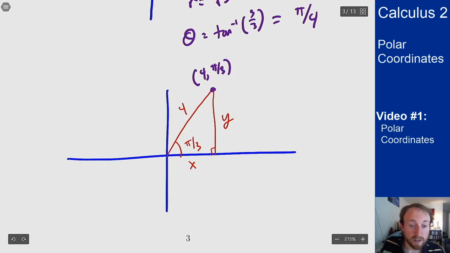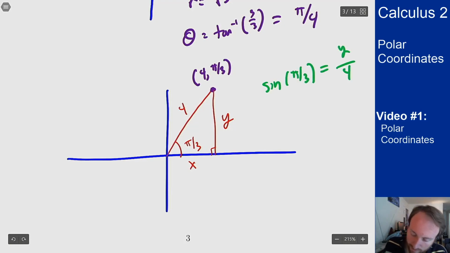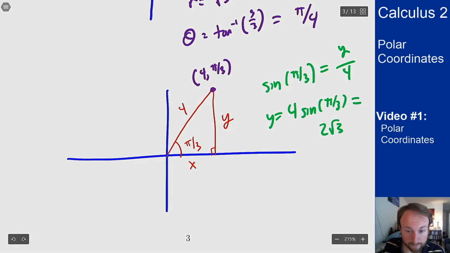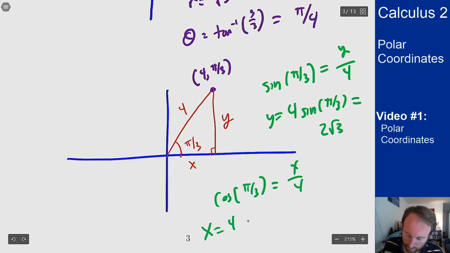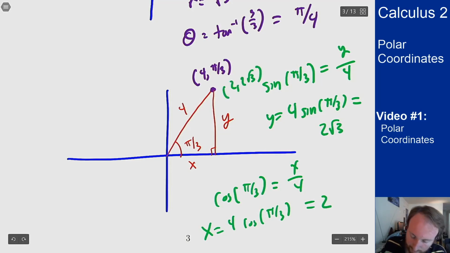So from this triangle, we can see that sine of pi over 3, opposite over hypotenuse, should be y over 4, telling me that y should be 4 sine of pi over 3, which is 2 square root of 3, because sine of pi over 3 is root 3 over 2. And similarly, cosine of pi over 3 should be x over 4, so that x is 4 cosine of pi over 3, which is 2. So in rectangular coordinates, this point is 2, 2 square root of 3.